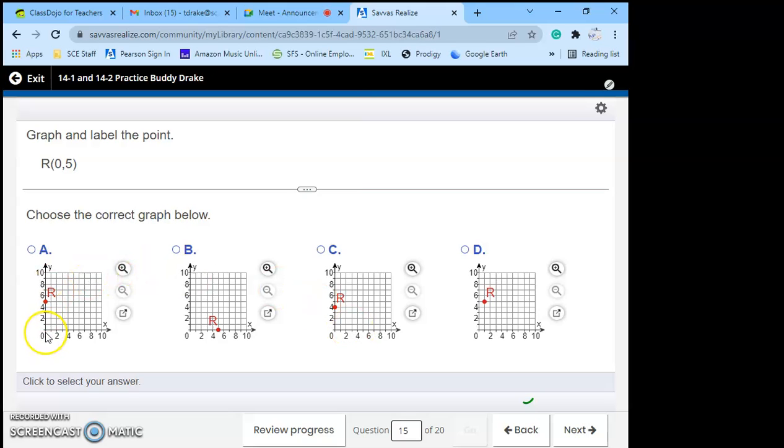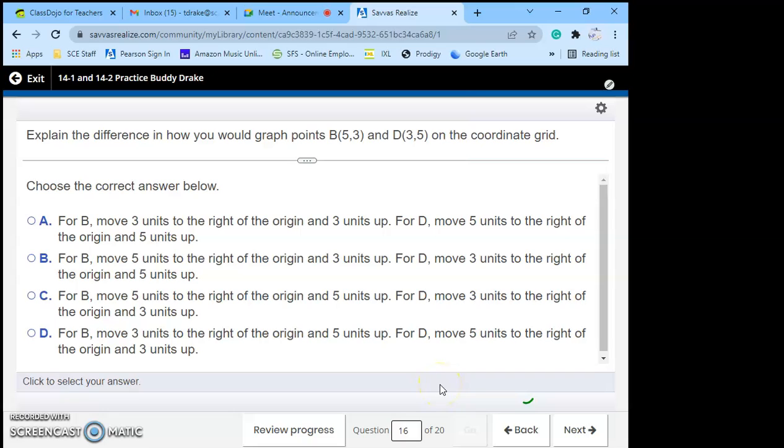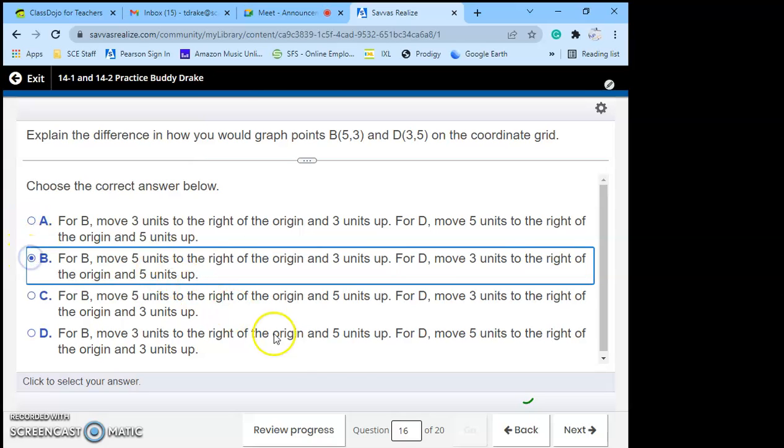0, 5. Well, we don't move on the X, and we go up 5. Well, that would be that one for me. 5, 3 or 3, 5. For B, we would move 5 units right, not 3. All right, 5 units right and 3 units up. That looks good. For D, move 3 units right and 5 units up. Mine is B.